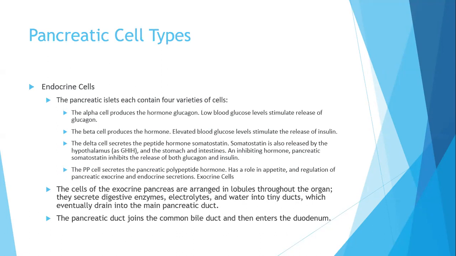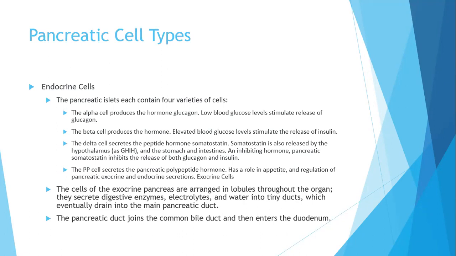The beta cells in the endocrine pancreas produce insulin. Elevated blood glucose levels stimulate the release of insulin. So you have a lot of glucose in your blood. Glucose needs one of 2 things to get into the cells. It needs insulin to escort it into the cell, or it needs exercise. One or the other. So exercise can act like insulin for getting glucose out of the blood and into the cells, but you also need insulin.